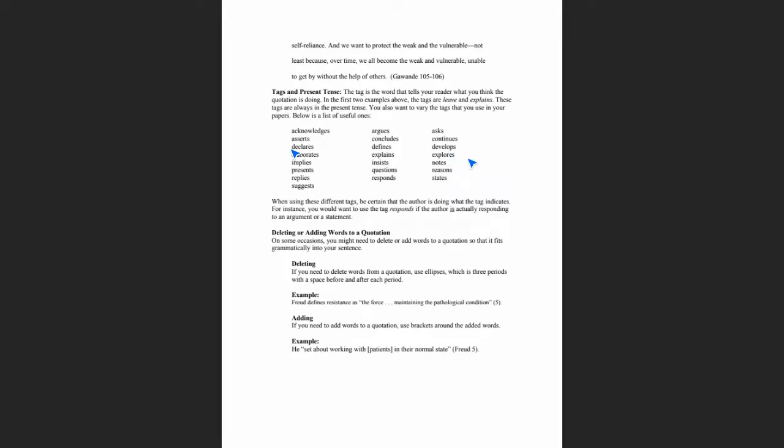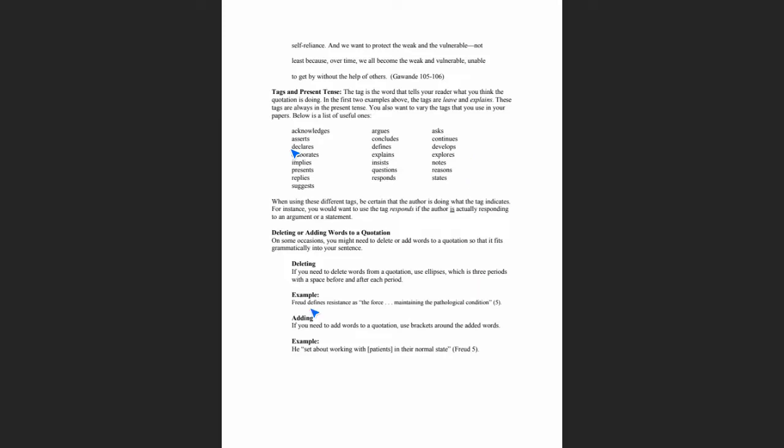Last 2 things about quotations. Occasionally, you might need to delete or add a word to a quotation for it to fit grammatically, and that is totally fine. If you want to delete a word from a quotation and to show that, what you do is you use ellipses. Ellipses are just 3 periods with a space between them.